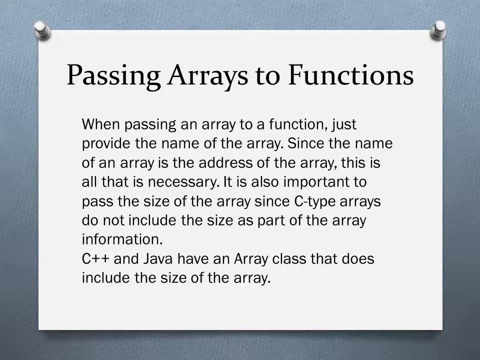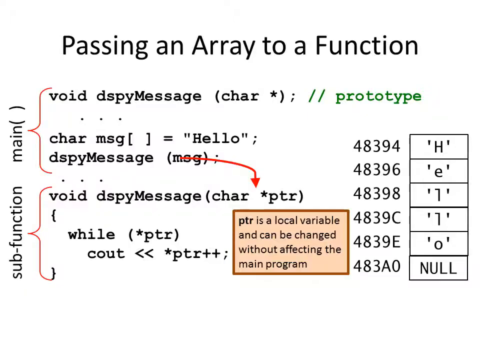When passing an array to a function, just provide the name of the array. Since the name of the array is the address of the array, this is all that's necessary. It's also important many times to pass the size of the array, since C-type arrays do not include the size of the array as part of the array information. C++ and Java have something called an array class that includes the size of the array, but for a standard array in C and C++, the size of the array is not included, so you may need to pass the size of the array or have something else that you can use to indicate when the end of the data in the array is. Now, if I'm passing a string, I have the null byte terminator, so that's good enough.